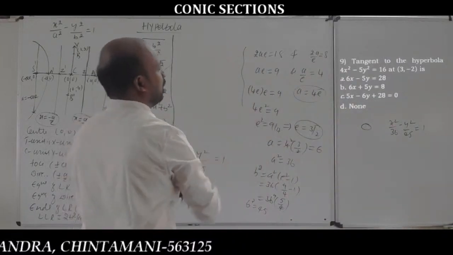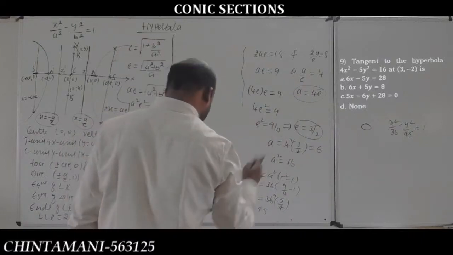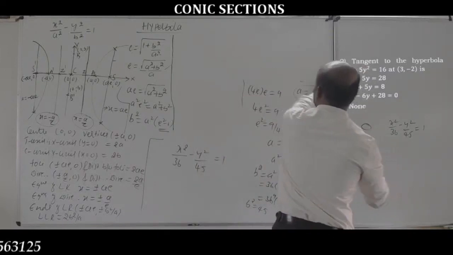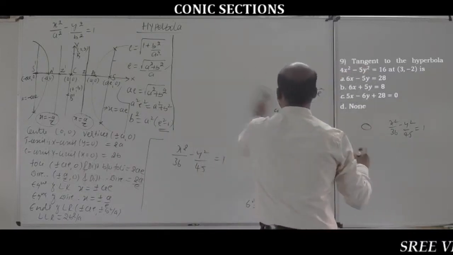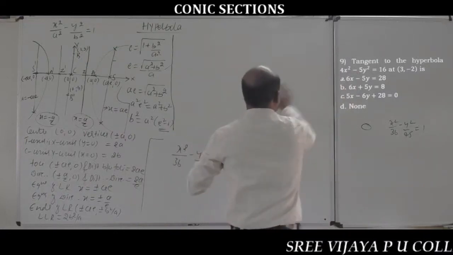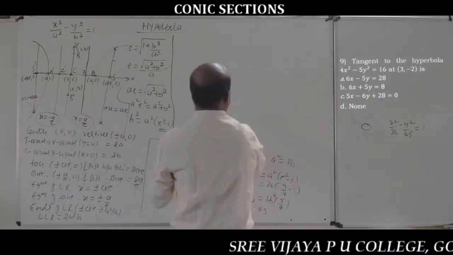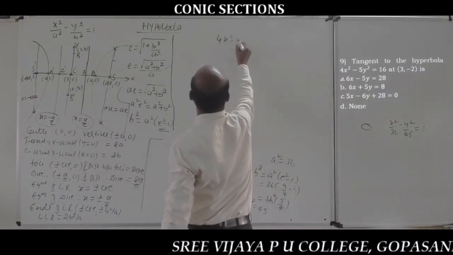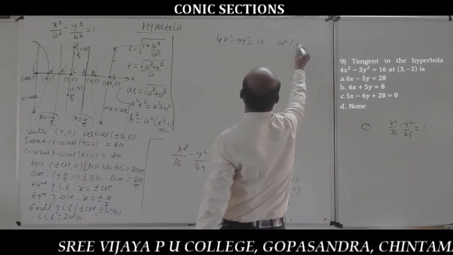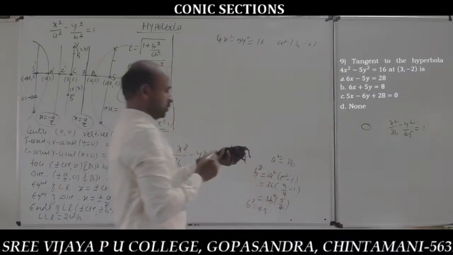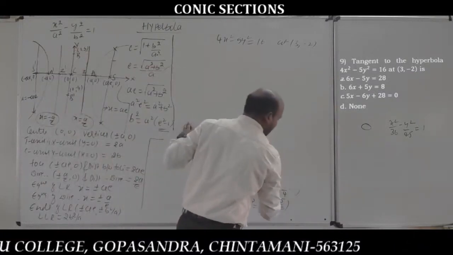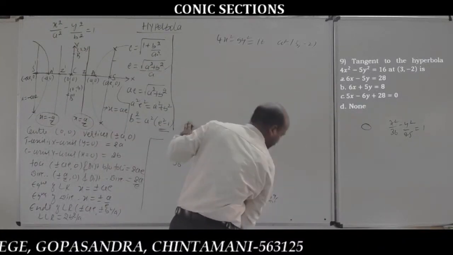Tangent to the hyperbola at the point 3 comma minus 2. We have to find the equation of the tangent and then find the product. So, using the differentiation concept, put the point and find the equation of the tangent. The hyperbola is 4x square minus 5y square equals 16, at the point 3 comma minus 2. So we have to find the equation of the tangent to the hyperbola at 3 comma minus 2.